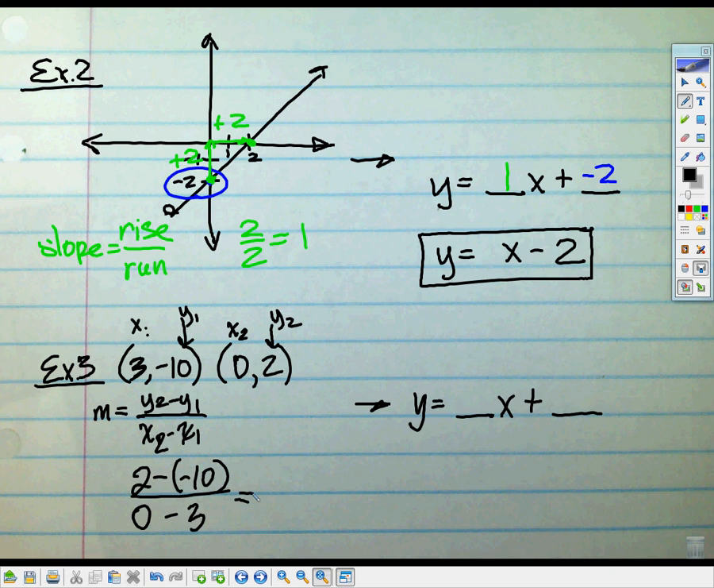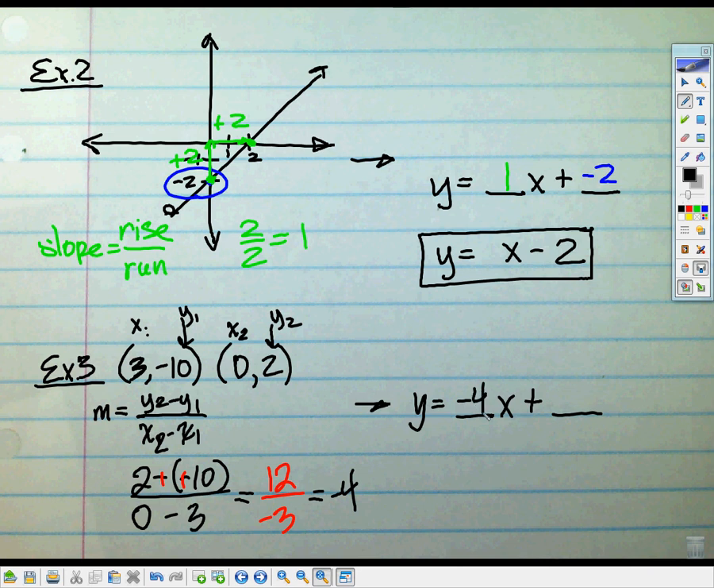If we do the math with that, it's easiest to get the right answer if you change subtracting to adding the opposite. We end up with 12 for the top, and on the bottom we get 0 minus 3, which is negative 3, and that would give us a negative 4 for the slope, so we'll throw the negative 4 in here.